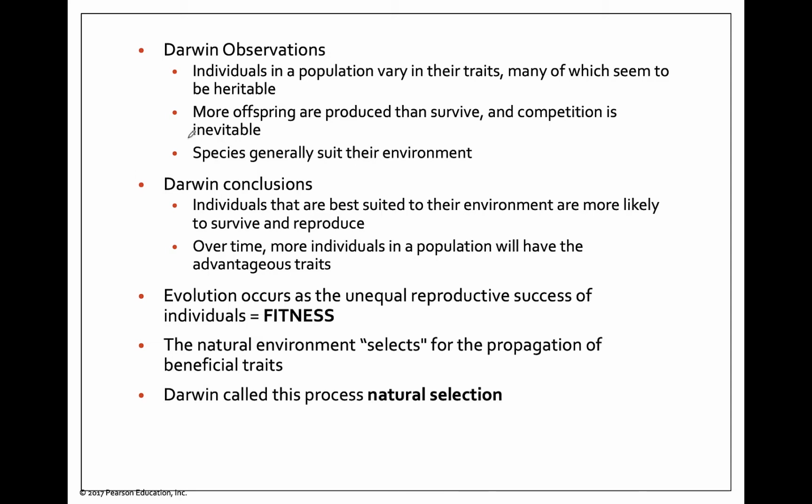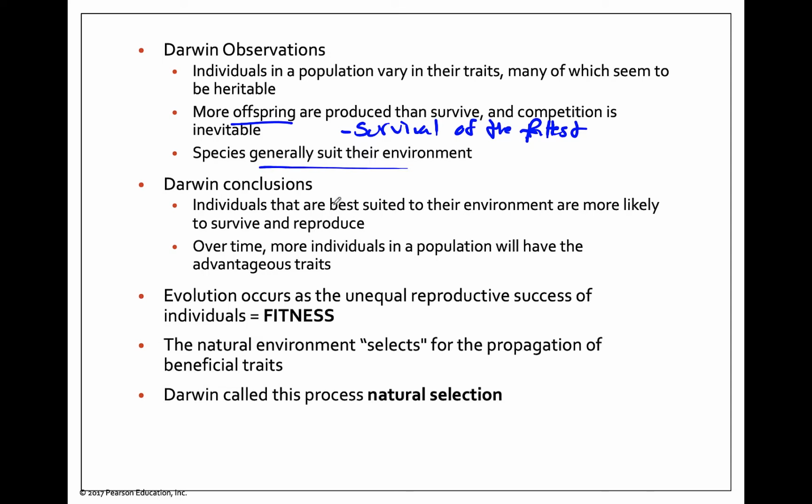Darwin also noticed that more offspring are born than can survive. This is called survival of the fittest, right? So not every individual lives. If every individual lived, then there would be no reason to select for the better traits. The organisms with better traits that suit their environment live longer. And so what he noticed is that organisms suited their environment.